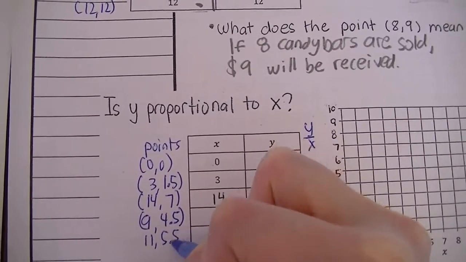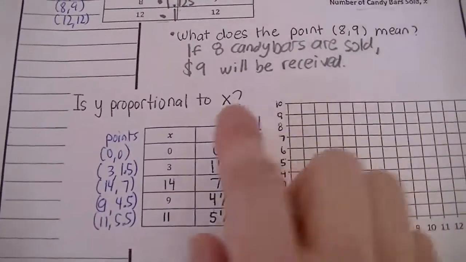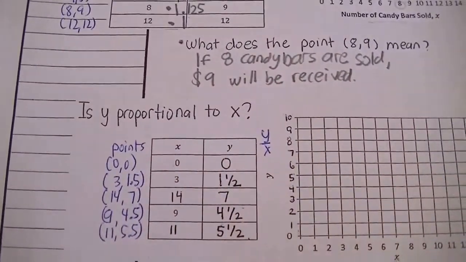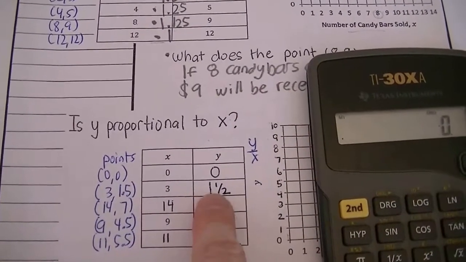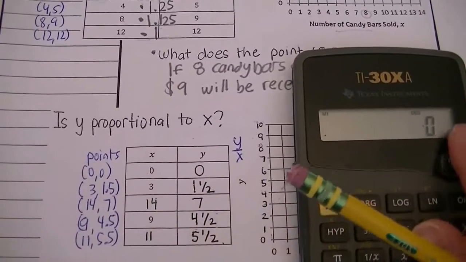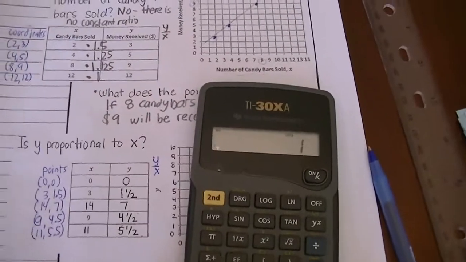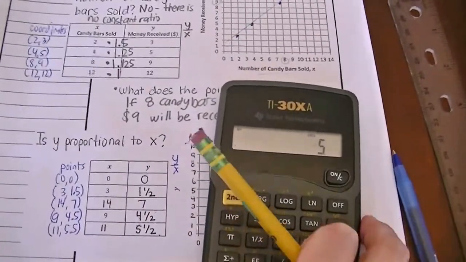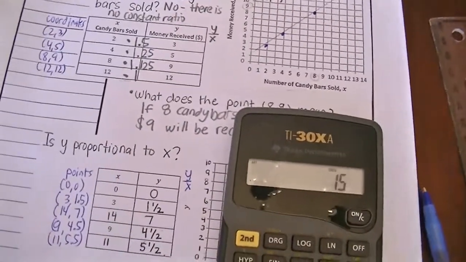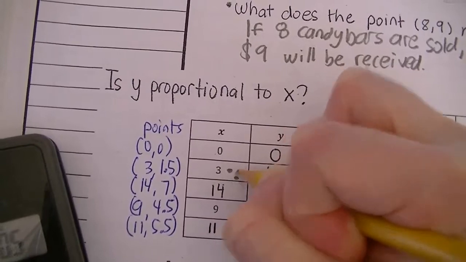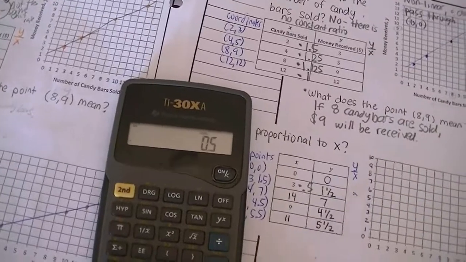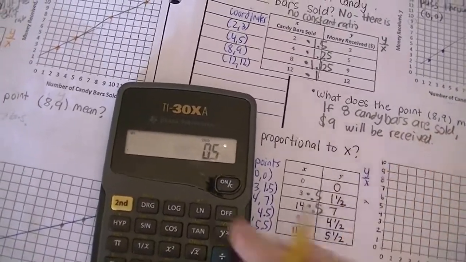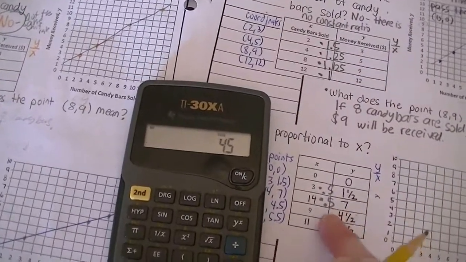11, 5.5. Okay, let's go ahead and do y divided by x. Now you want to skip 0 divided by 0 because that's just not going to work. So let's go 1.5 divided by 3. And if you're curious how to make 1.5 into a decimal, it's just 1.5 divided by 3. Okay, 5/10. Then 7 divided by 14. And then 4.5 divided by 9.